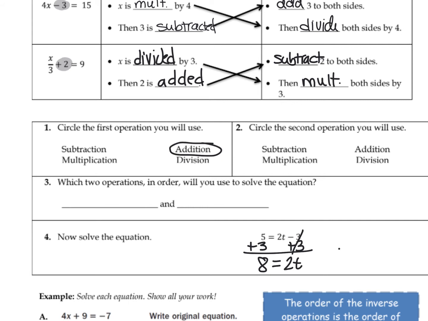So now we're going to get rid of the multiplying that's happening between the 2 and the t, and we will divide. We're going to use division and divide both sides by 2. 8 divided by 2 is 4, so I get 4 equals t, or t equals 4. So we used addition first, and then division.